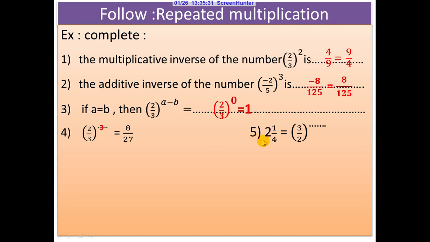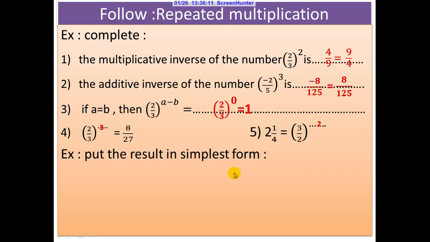Okay, the same in number 5, but he gave me here a mixed number. As the first step, we must change 2 and a quarter into an improper fraction by using your calculator. 2 and a quarter will be equal to 9 over 4. So 9 over 4 will be 3 over 2 raised to power what? By trying 2, it will be equal to 9 over 4. So the right answer here, the power must be equal to 2. To give me 2 and a quarter, which is 9 over 4, we must put the power here equal to 2.